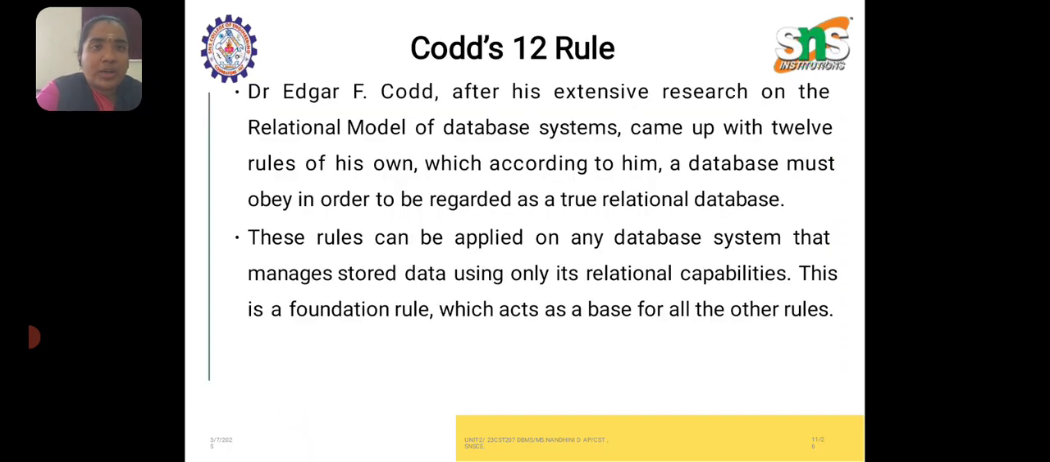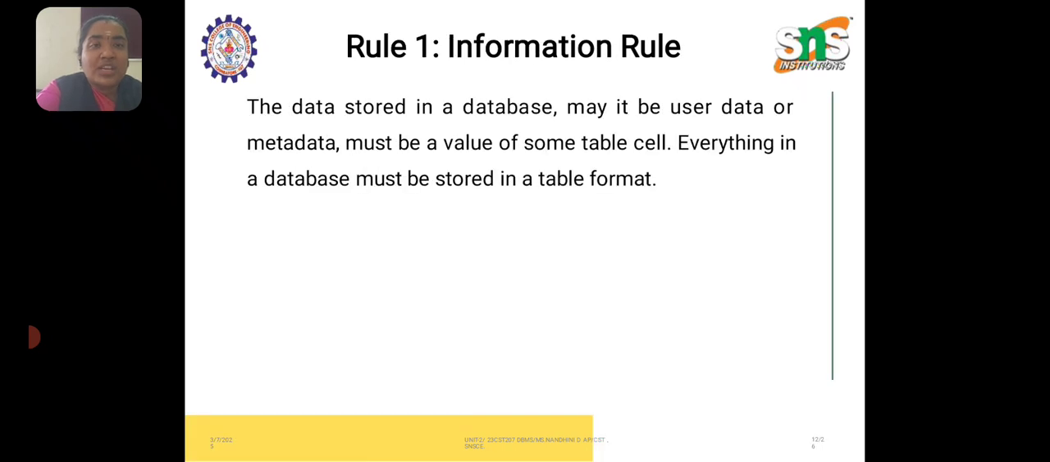Next one is Codd's 12 rules. Dr. Edgar F. Codd, after his extensive research on the relational model of database systems, came up with 12 rules of his own, which according to him a database must obey in order to be regarded as a true relational database. These rules can be applied on any database system that manages stored data using only its relational capability. This is a foundation rule which acts as the base of the other rules. First, rule 1 is known as the information rule.